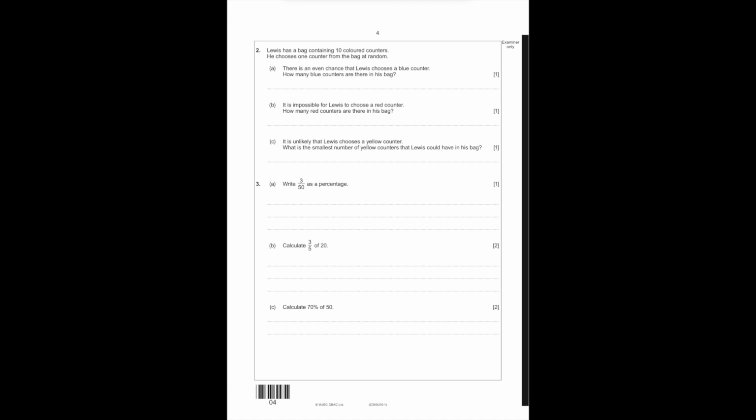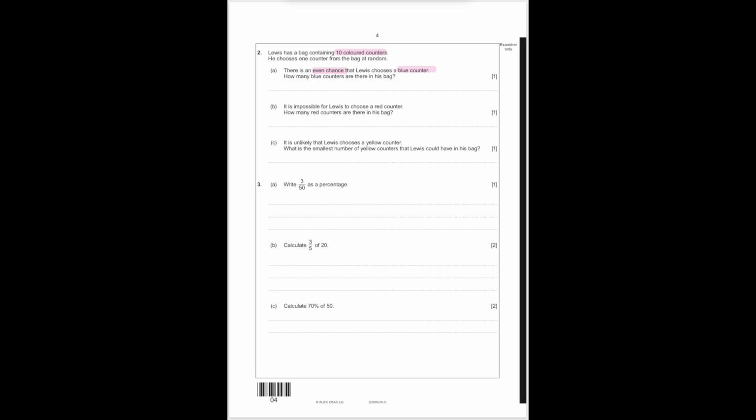Question 2. Louis has a bag containing 10 coloured counters. He chooses one counter from the bag at random. Part A. There's an even chance that Louis chooses a blue counter. How many blue counters are there in this bag? So an even chance is a half. So that's 50-50. Half a chance. So if it's an even chance that he chooses a blue counter, we have 10 in total. So half of those must be blue. So that's 5 blue counters.